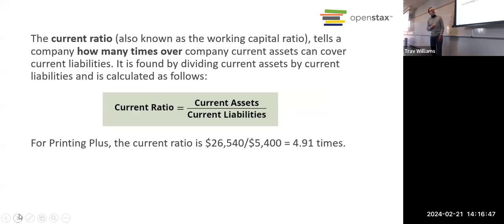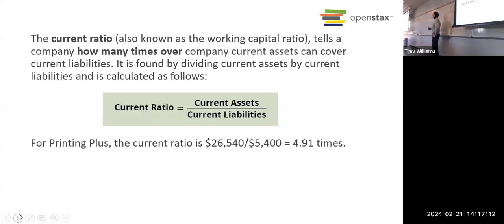Then we have current ratio. Notice it's the same two things, current assets and current liabilities, but instead of subtracting, you divide. And when you divide, that gives you a number. In this case, you took the company's current assets divided by their current liabilities, and we get a number of 4.91.